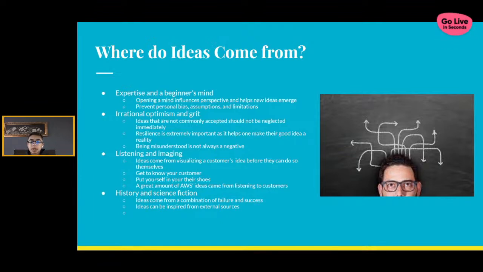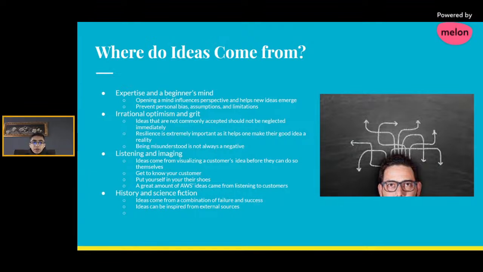Ideas that are not commonly accepted should not be neglected immediately, and resilience is extremely important as it helps one make their good ideas a reality. Furthermore, being misunderstood is not always a negative. Next, listening and imagining. Ideas come from visualizing a customer's idea before they can do so themselves, and in order to do so, you have to get to know your customer and put yourself in their shoes.